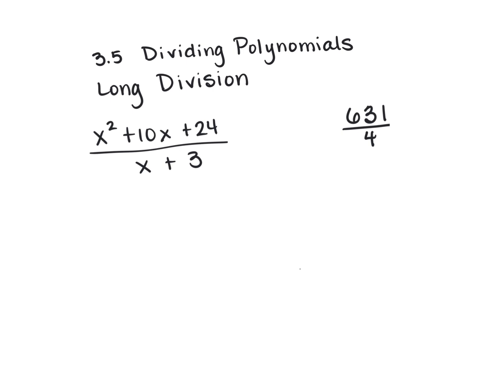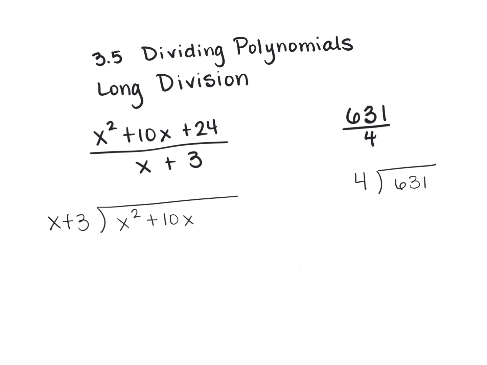So if I start at the one on the right, I start out and put the denominator on the outside, and I put the 631 on the inside. So we're going to do the exact same thing with our polynomial. So I have x plus 3 is what I'm dividing by, and then x squared plus 10x plus 24 is what goes underneath. Now the question I ask myself is, how many times does 4 go into 6? Well, it goes in one time.